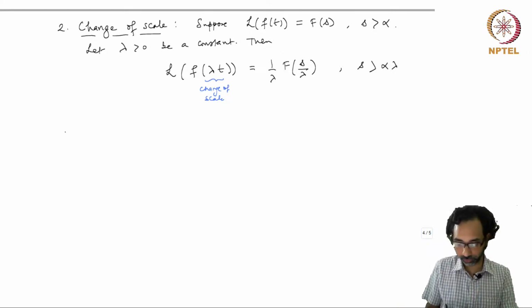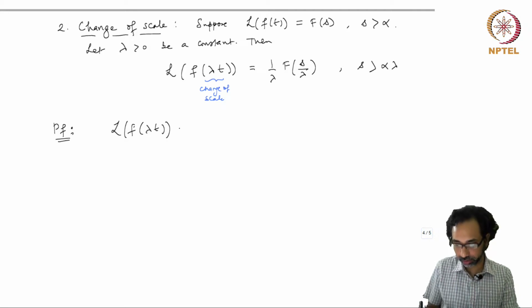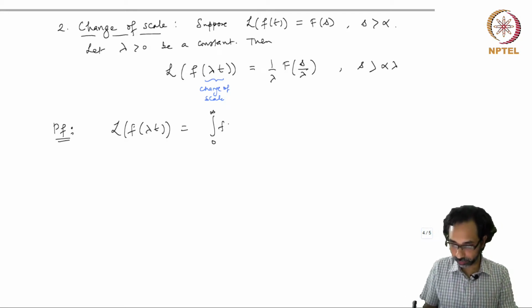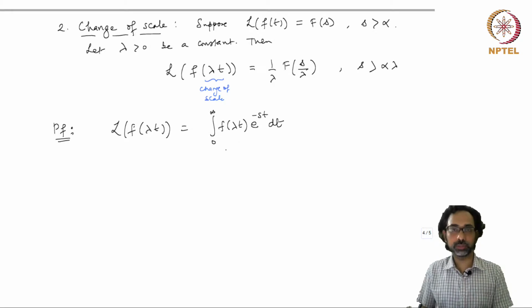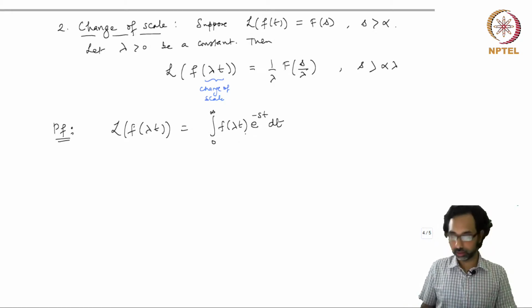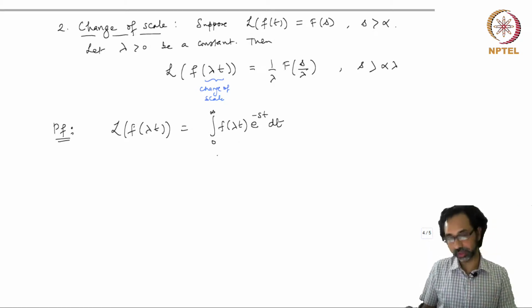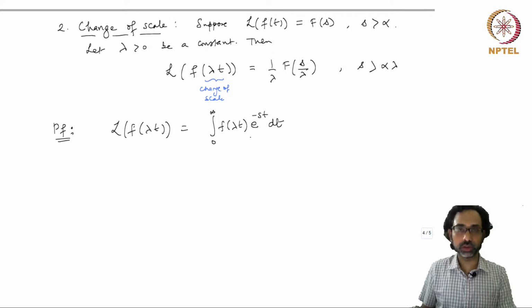So let's see a proof of this property. So we can start with the Laplace transform of f of lambda t. This is by definition the integral from 0 to infinity of f of lambda t exponential minus st dt. One can use improper Riemann integrals and write the limits, etc., but since now it is clear what it should be, I am just writing 0 to infinity for shorthand notation.